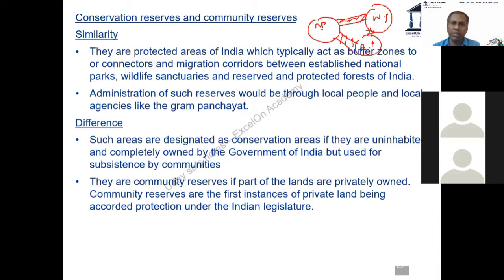The keyword for you to remember is connectors slash migration corridors. Connectors slash migration corridors. So both of them, conservation reserves and community reserves, are that. That is the similarity. But what is the difference?